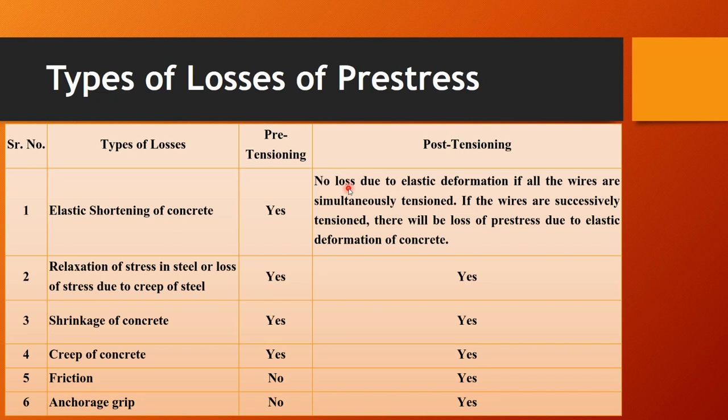Because again, the possibility of shortening of concrete is eliminated, because we are going to apply this tensile force in the tendons after hardening of concrete. But suppose we are applying this tensile force to the tendons individually or successively, then we have to consider the loss.